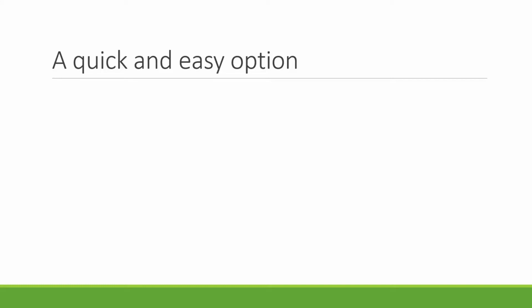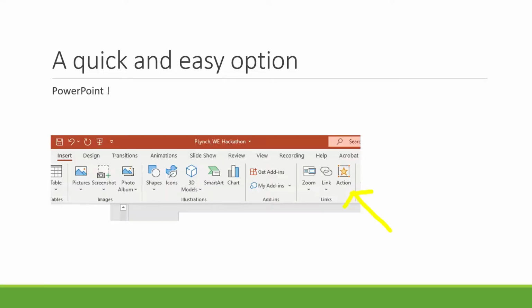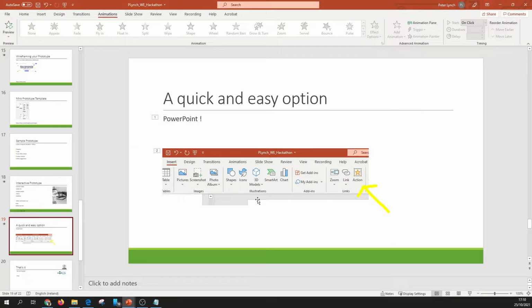One quick and easy option, if you want to get something interactive and basic, is PowerPoint itself. It's what I'm using now. PowerPoint has a feature called actions. You can see here, insert action. I'm just going to do two screens. If you wanted to create a very basic interactive prototype in PowerPoint, I'm going to show you how to do it. So let's create a blank PowerPoint.